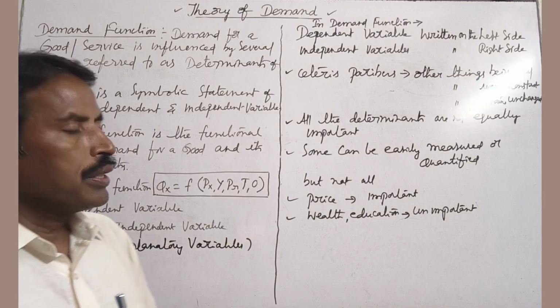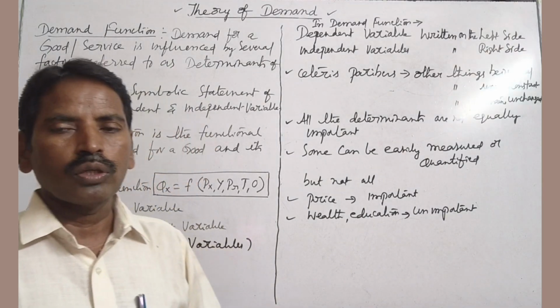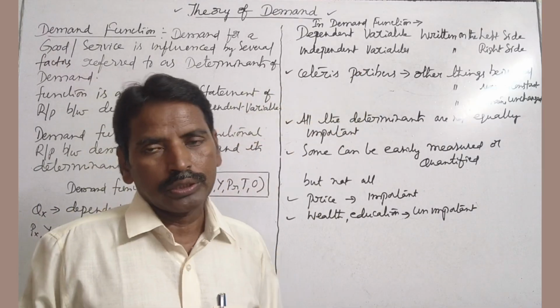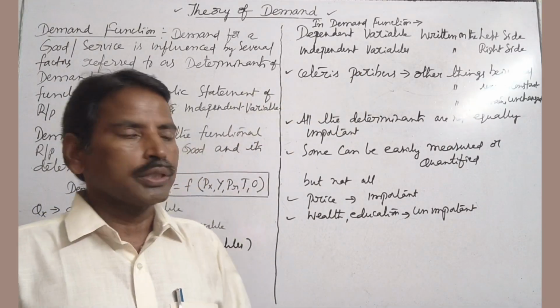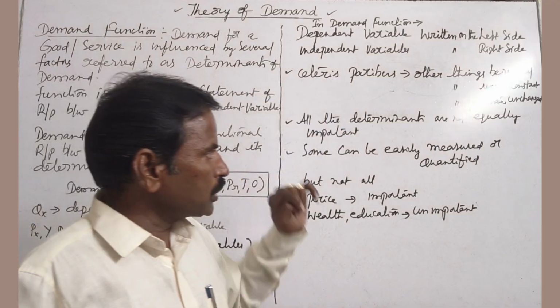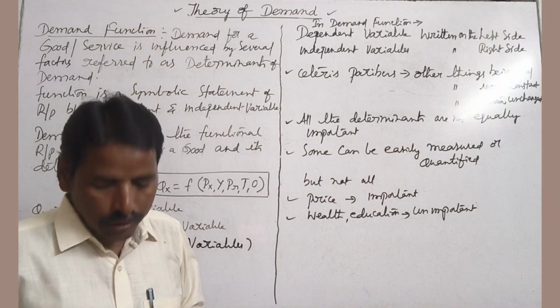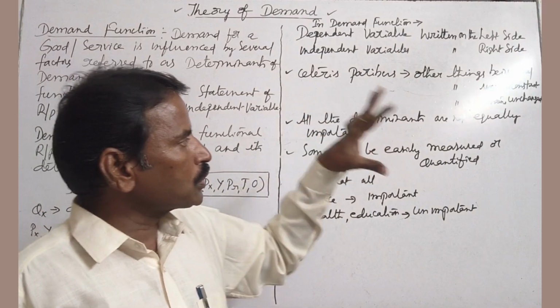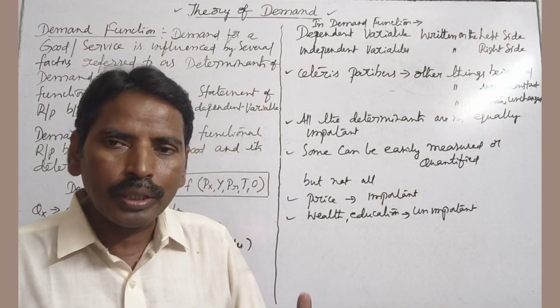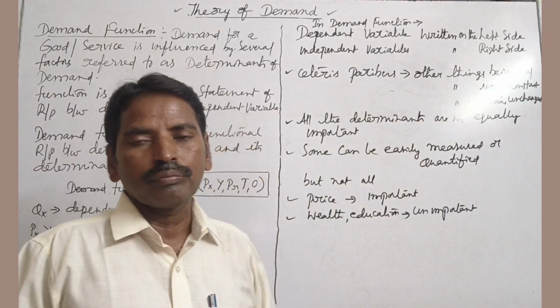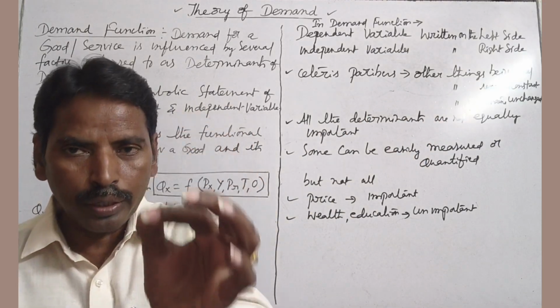Next, here there is one assumption, one of the important assumptions, that is called ceteris paribus. Ceteris paribus means other things being equal. Other things remain constant. Other things remain unchanged. That is called ceteris paribus.